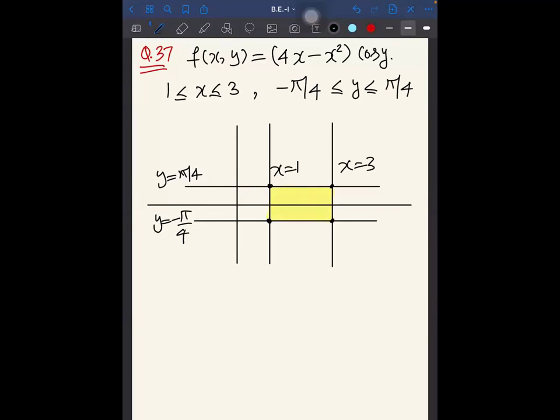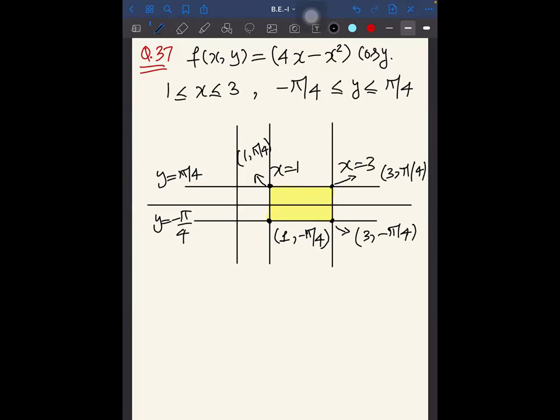If you check those points, this becomes 1, minus pi by 4, and this is 1, pi by 4. This is your 3, pi by 4, and this becomes 3 and minus pi by 4. Okay, you with me? So let's first try to find out the local maxima minima points.